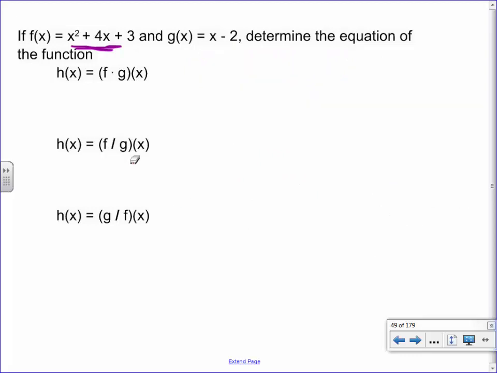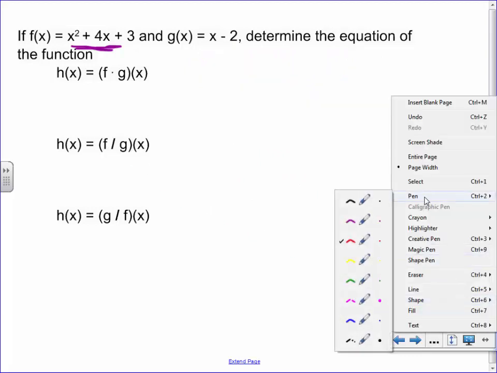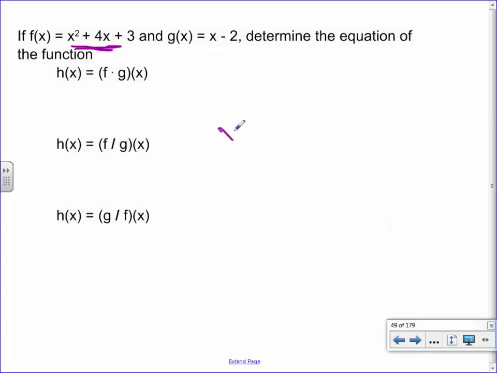What if I want you to do f divided by g of x? Well, okay. That means that I want you to take x squared plus 4x plus 3, and I want to divide it by x minus 2.